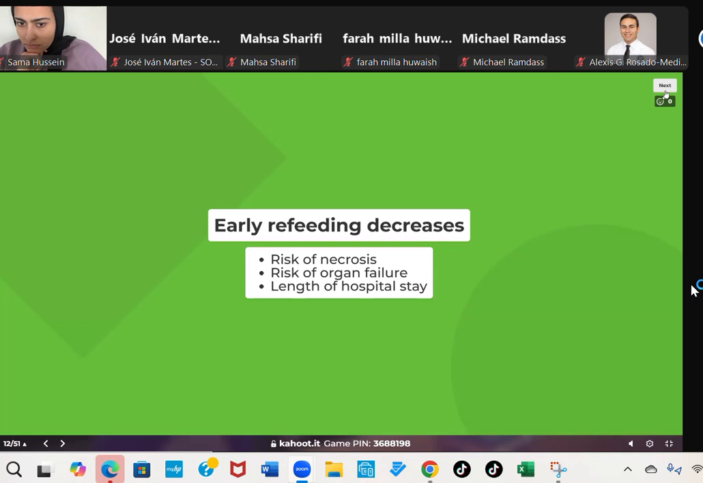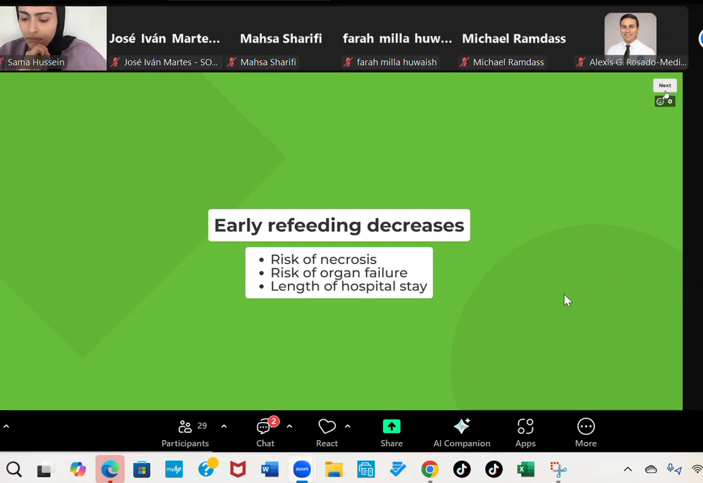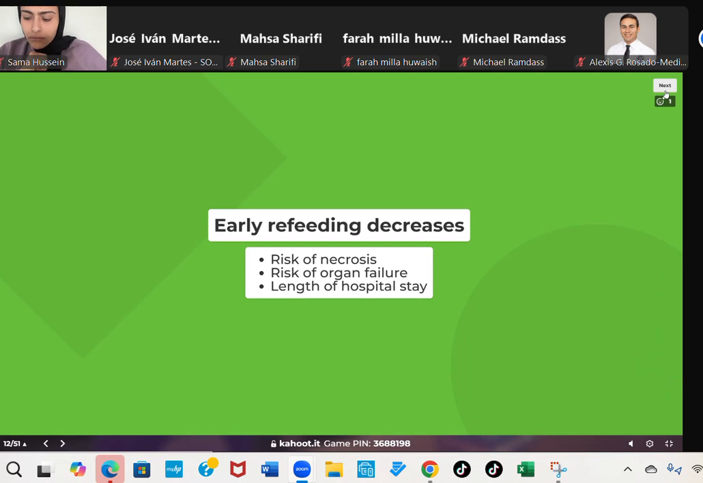Okay, so early refeeding decreases the risk of necrosis, it decreases the risk of organ failure, and it gets them out of the hospital. So it decreases the length of hospital stay. And we know that the less time we're in the hospital, the less risk we have of getting hospital acquired infections, right? Like Pseudomonas or MRSA, right?